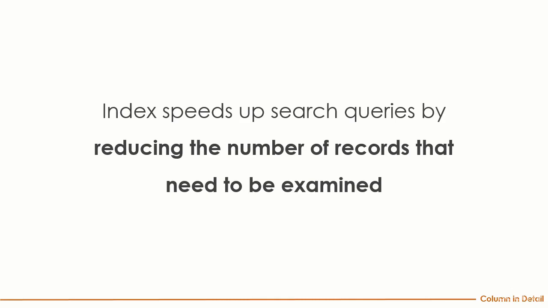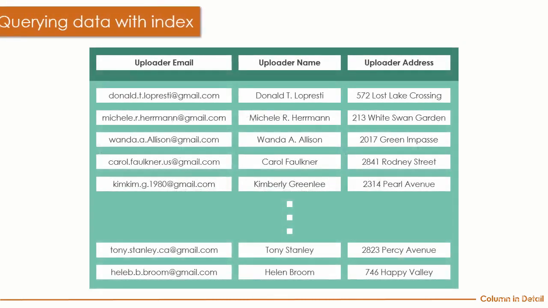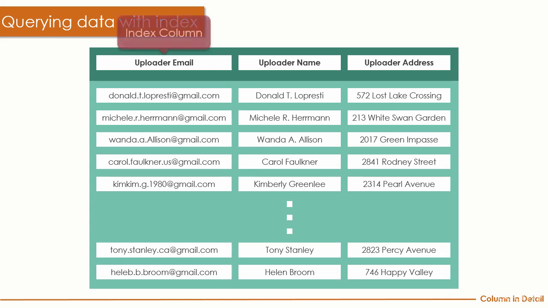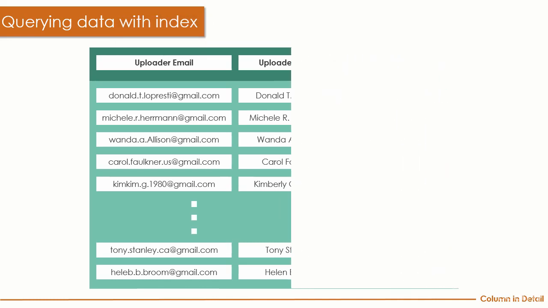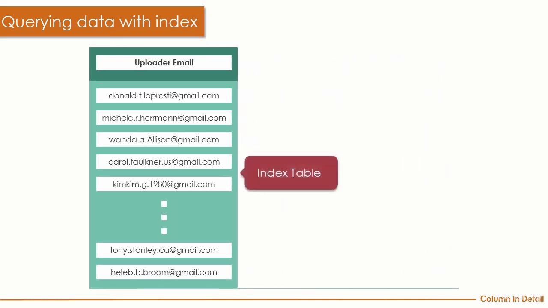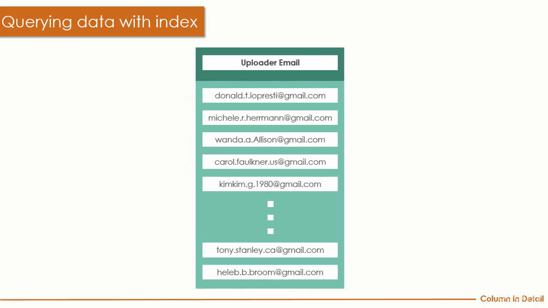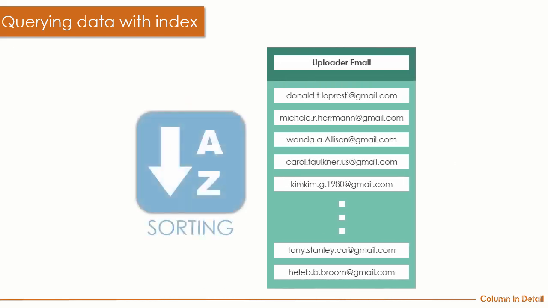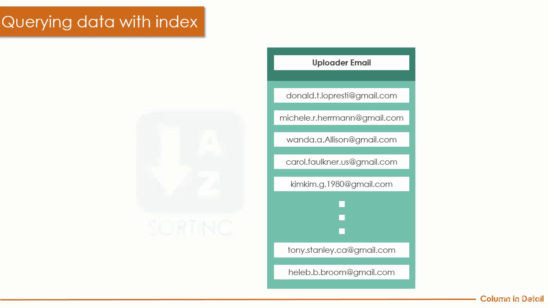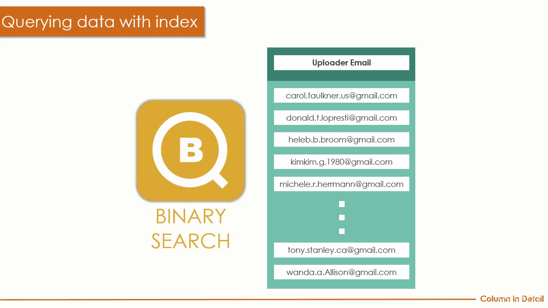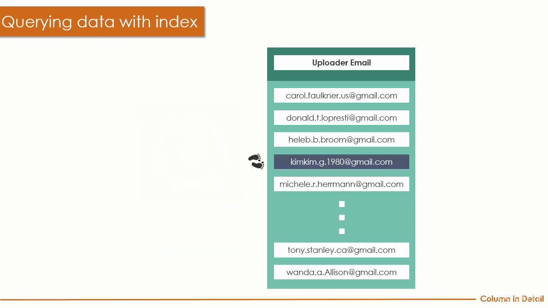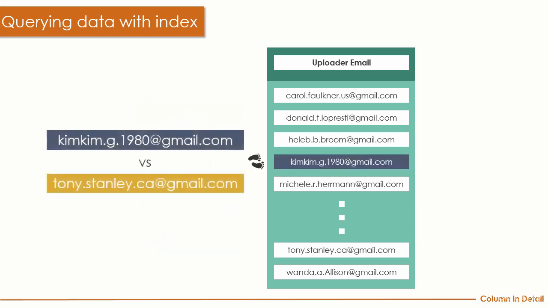Let's take an example using a binary search index. With the same data set, we set the uploader email address as the index column. Then we will have an index table to store these values, and the index table will be sorted by different algorithms. Let's say for the simple one, we sort in alphabetical order from A to Z. Then when you want to search for a specific email address, we don't need to search from beginning to end. You just need to first find the middle one. Then you compare: is Kim bigger or smaller than Tony?